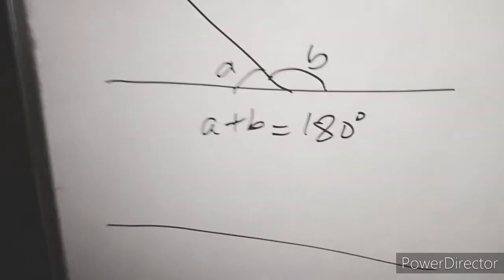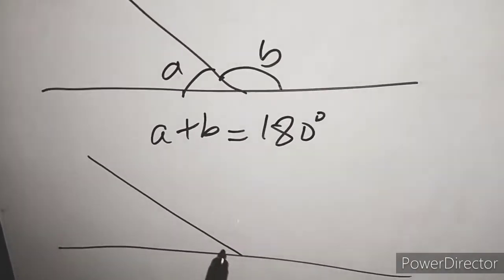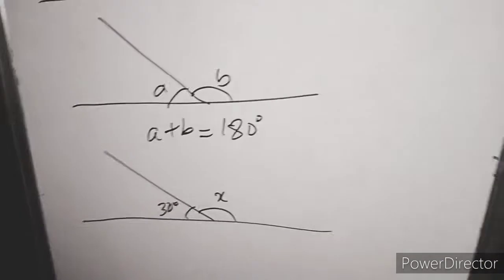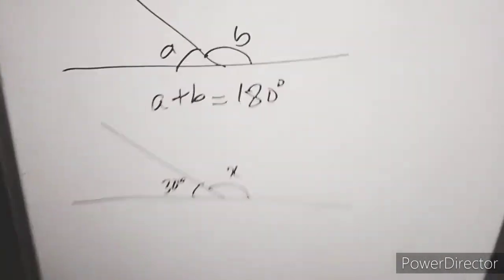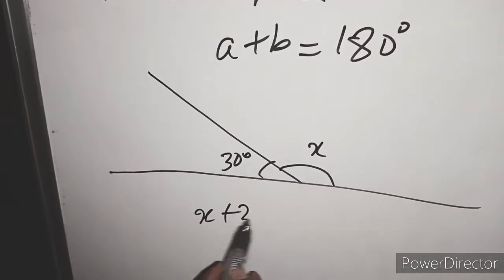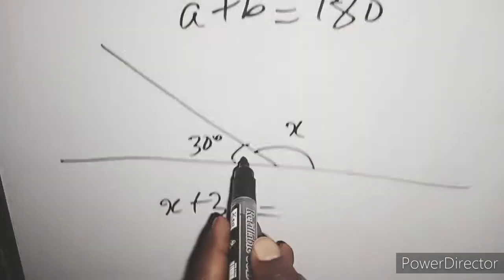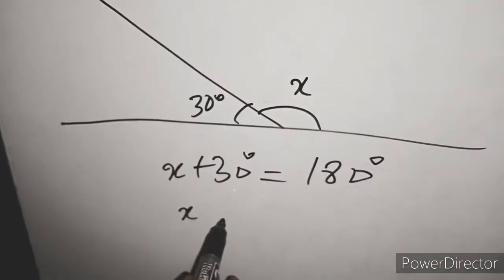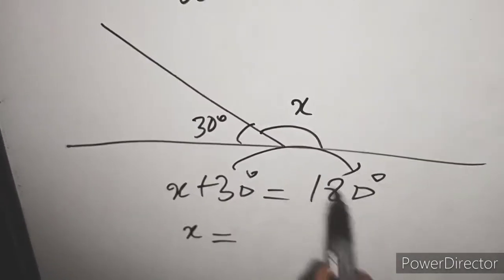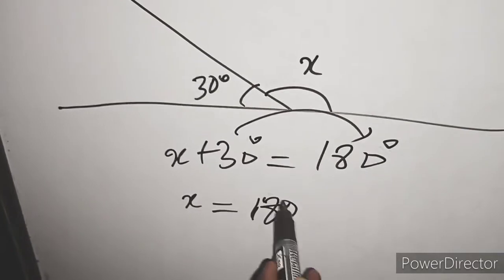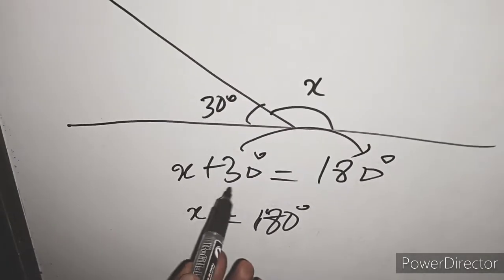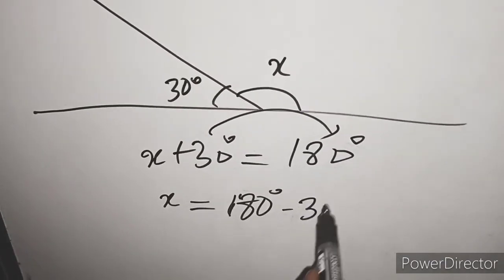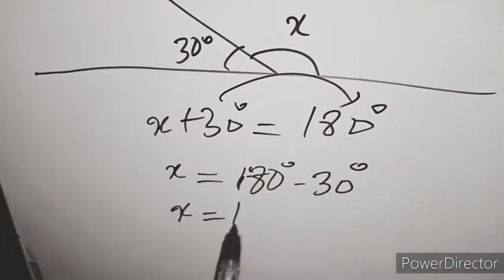For example, this is a straight line. We have 30 degrees here, and the question says we should find the value of x, which is an unknown. So how do we get the value of x? We add x and 30 degrees together, and since both of them are on a straight line, the sum is 180 degrees. Hence, x equals 180 degrees, taking the 30 to the other side. When you take a positive number to the other side of the equal sign, it becomes negative. So plus 30 degrees becomes minus 30 degrees, and x will be equal to 150 degrees.